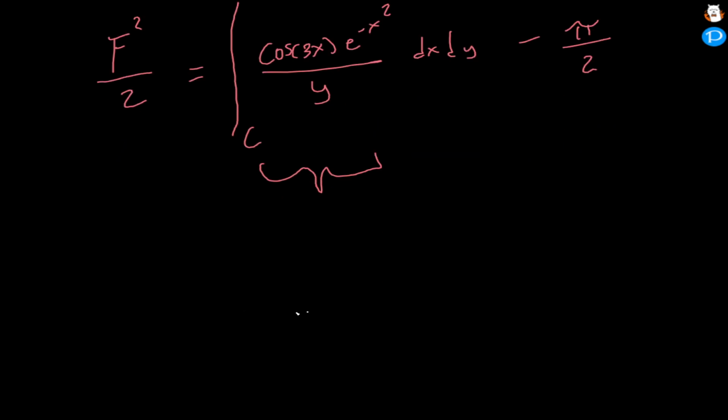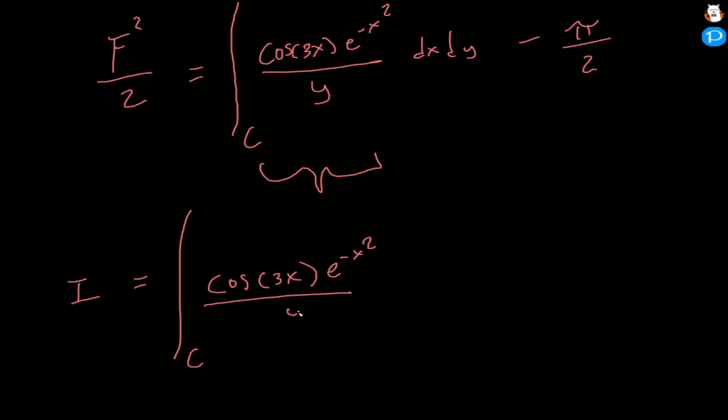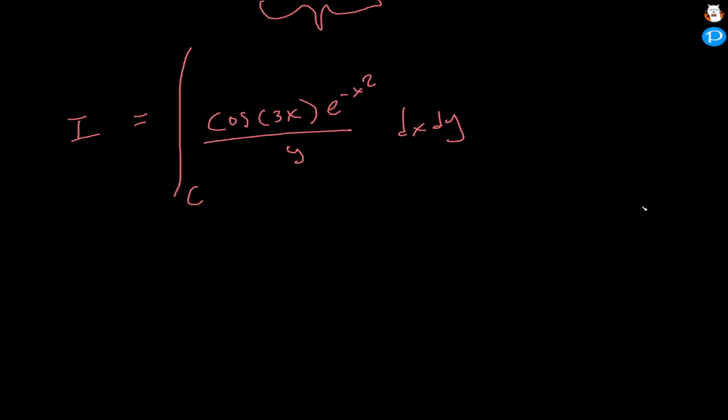Great. And so now what we'll do is we're going to evaluate this integral. And for this, I'll actually assign it to I. So now this integral will be a function of I. The integral of cosine of 3x e to the minus x squared over y dx dy, and I will evaluate from y first.